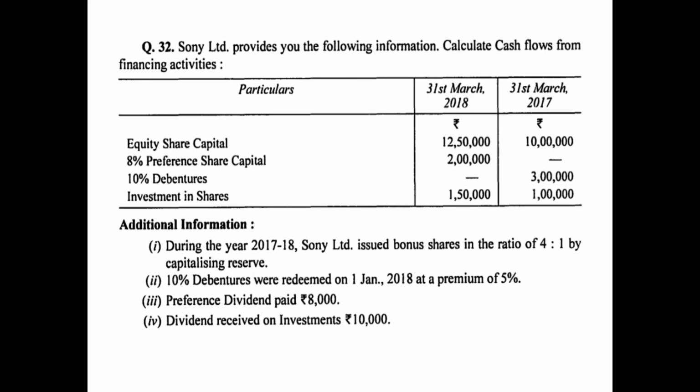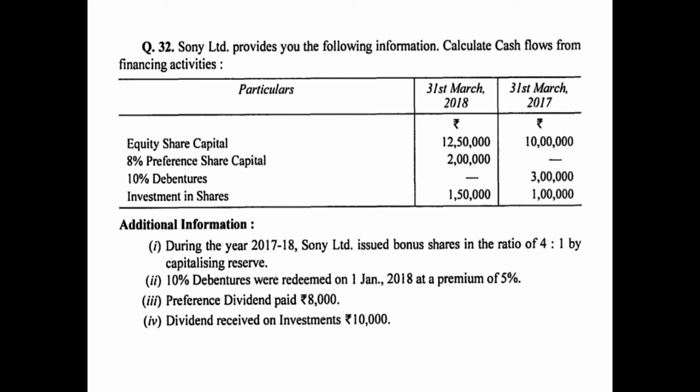Let us discuss one more question. Question number 32. Again, it might be the serial number or the date might be changed. So the question says, Sony Limited provides you the following information. Calculate cash flows from the financing activity. The 2-year consecutive balances are being given to you: 31st March 2018, the current year, and 31st March 2017, the last year.